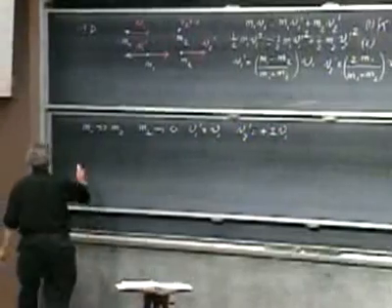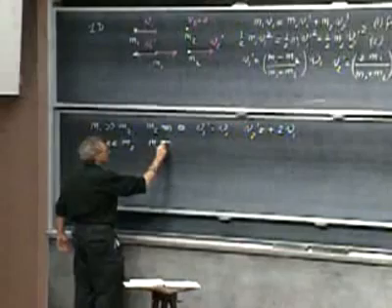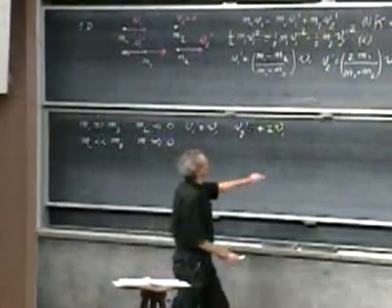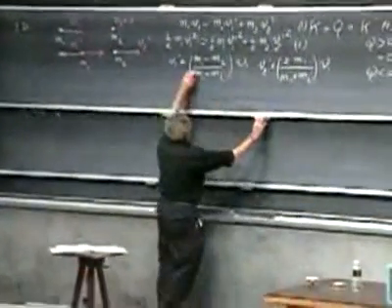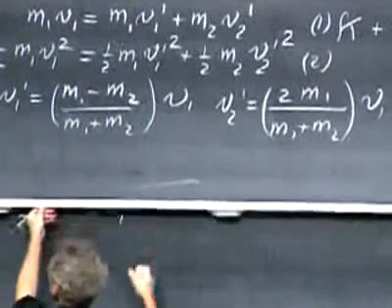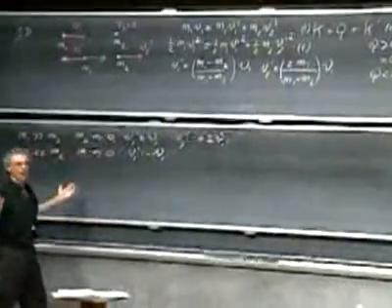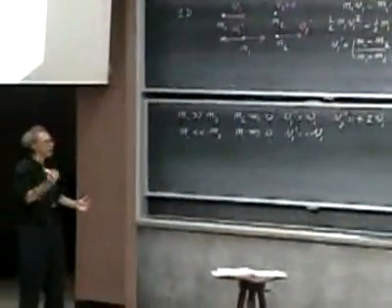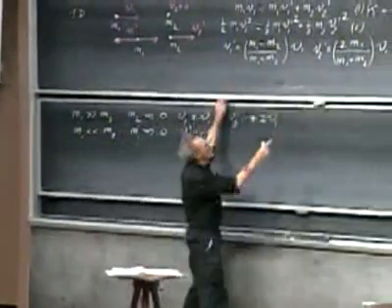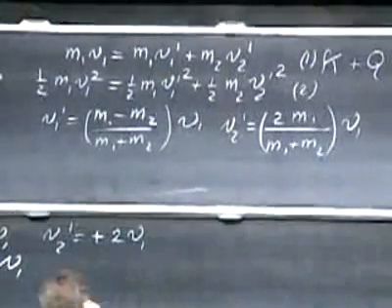Now let's take a case whereby M1 is much, much less than M2. In other words, in the limiting case, M1 goes to 0. And we substitute that in here. So M1 goes to 0. So this is 0. And so you see V1 prime equals minus V1. Completely obvious. The ping pong ball bounces off the bowling ball, and it just bounces back. And this is what you see. And the bowling ball doesn't do anything because M1 goes to 0, so V2 prime goes to 0.